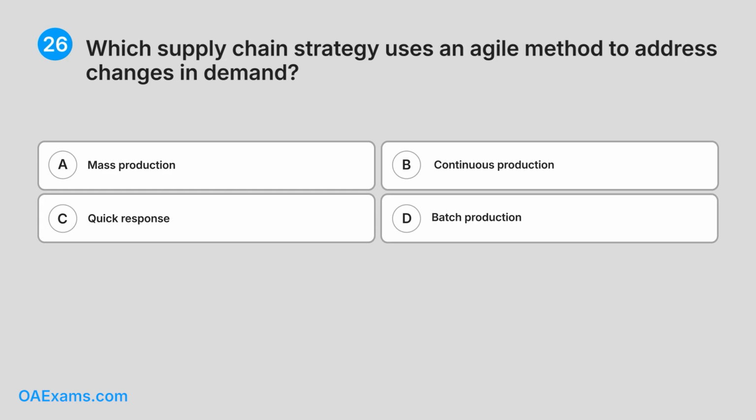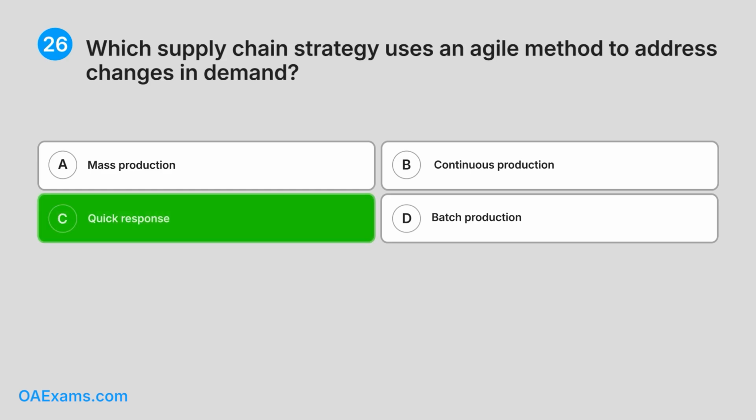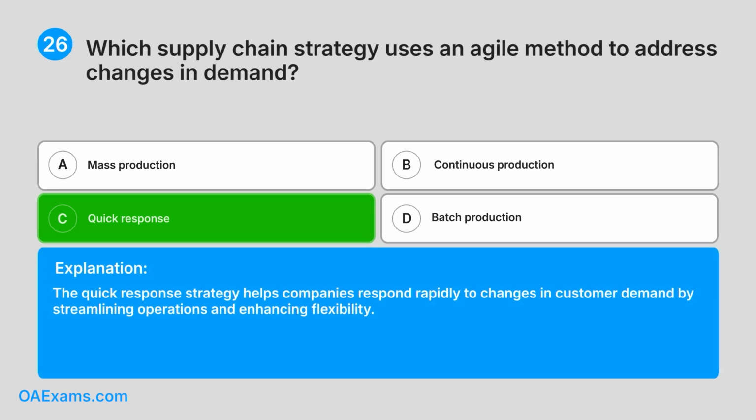Correct answer: C. Quick response. Explanation: The quick response strategy helps companies respond rapidly to changes in customer demand by streamlining operations and enhancing flexibility.